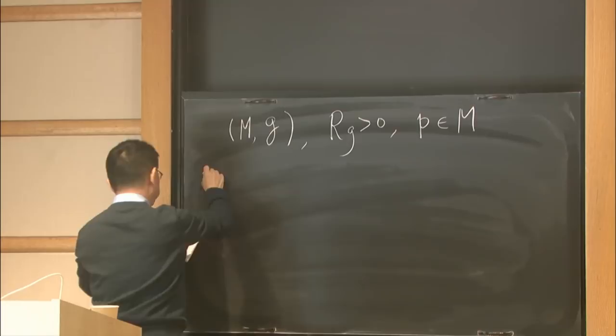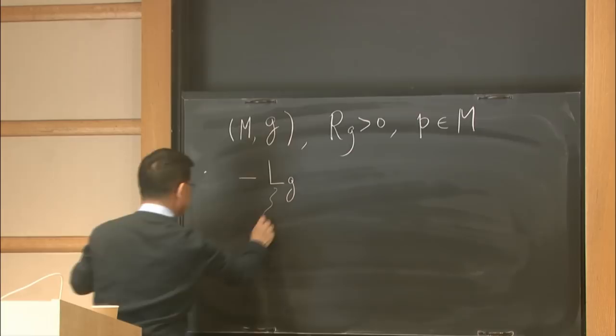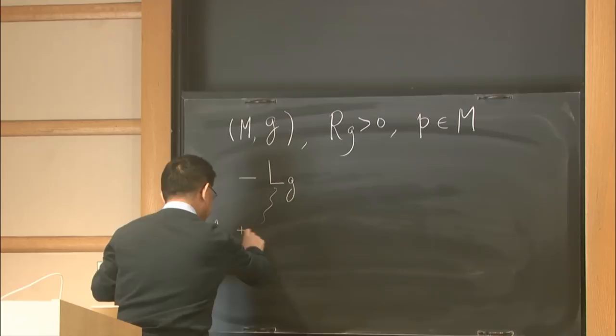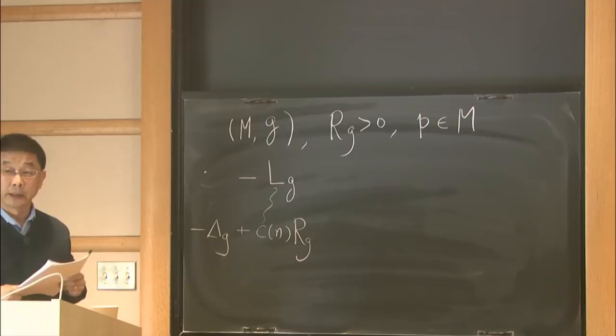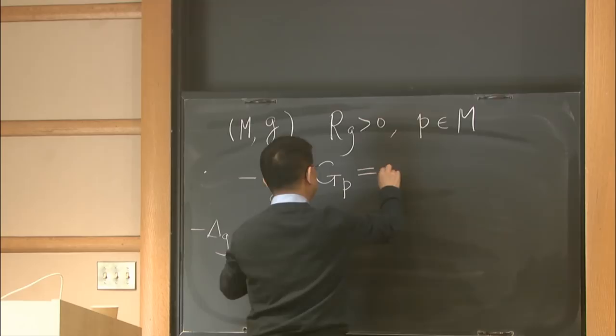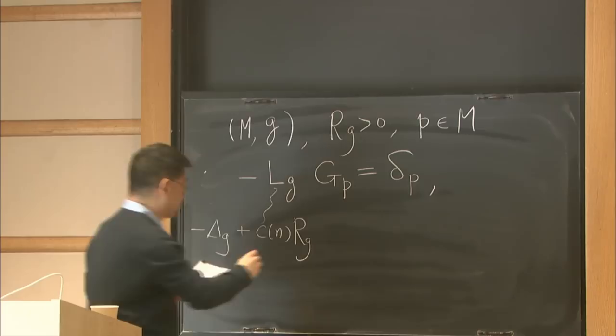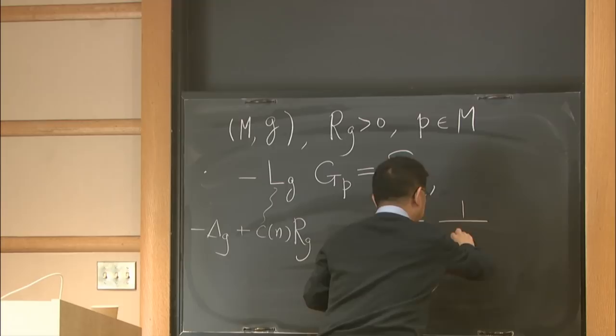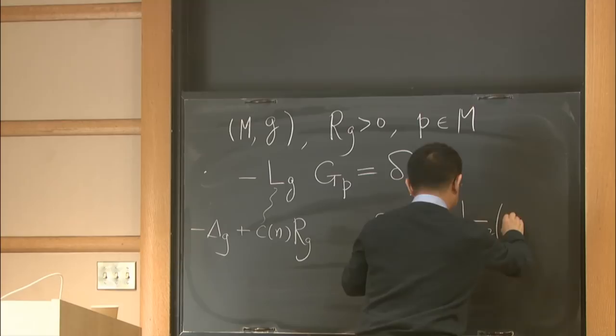So then if we look at the conformal Laplacian, this is the Laplacian plus a dimension constant times the scalar curvature. So this is a conformal Laplacian. And we take a point, and we will have a Green's function. So the Green's function will be like 1 over r, where r is the distance to the pole, to the n minus 2, times 1 plus next order term.